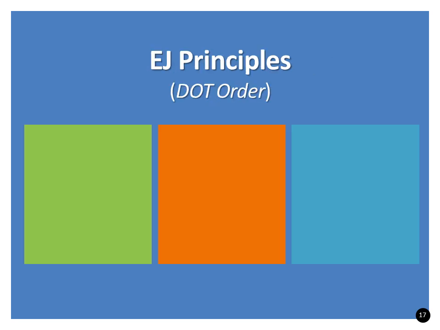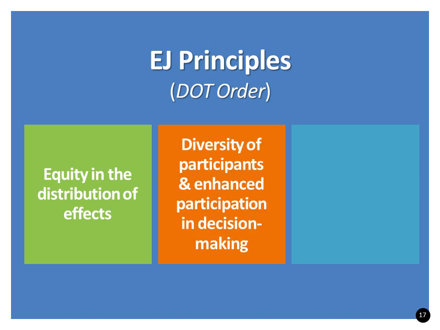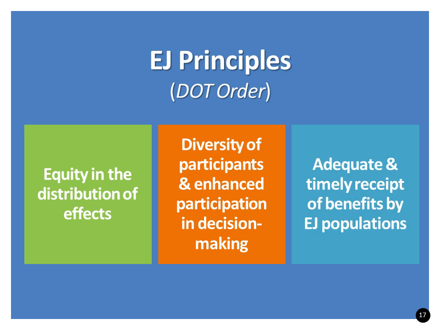Three fundamental environmental justice principles are expressed in the DOT order: to avoid, minimize, or mitigate disproportionately high and adverse effects on minority populations and low-income populations, to ensure the full and fair participation by all potentially affected communities in the transportation decision-making process, and to prevent the denial of, reduction in, or significant delay in the receipt of benefits by minority and low-income populations.